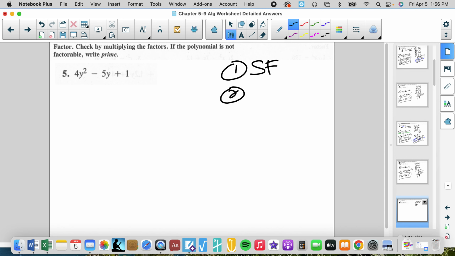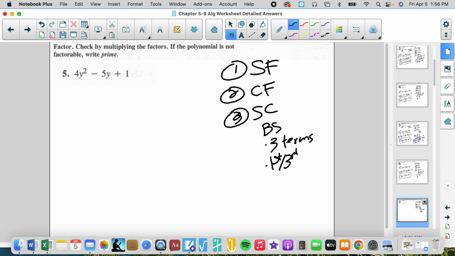Standard form, yes. Common factor, no. Special case, ooh, let's check it out. Binomial square, because it has 3 terms. First and third are perfect squares. So 3 terms, yes. First and third perfect squares. Perfect square, yes.